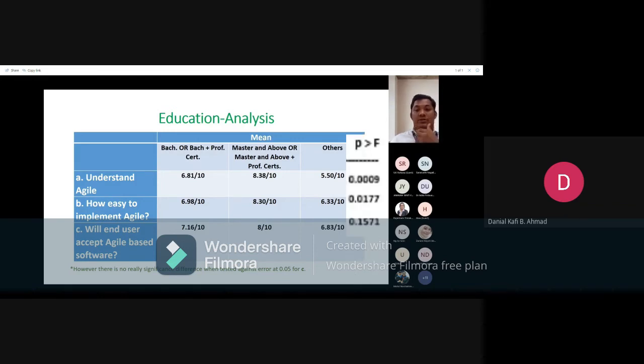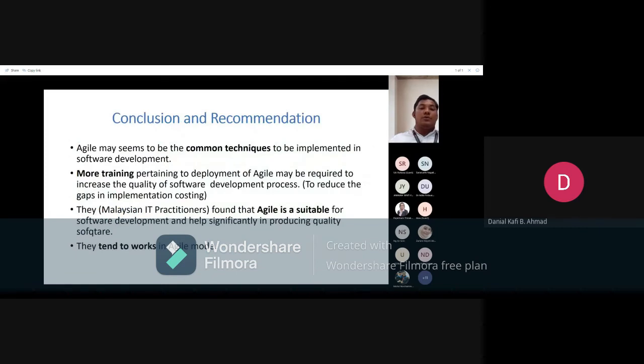So we go to the conclusion and recommendations. From that research, it found that Agile seems to be the common technique implemented in software development, and more training pertaining to the deployment of Agile may be required to increase the quality of the software development process and to reduce the gaps in implementation. As a result, it was found that quite most of the IT practitioners said that they don't even know whether they are implementing agile or non-agile techniques.